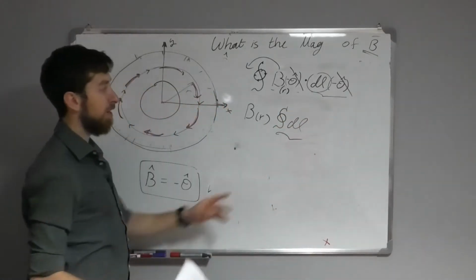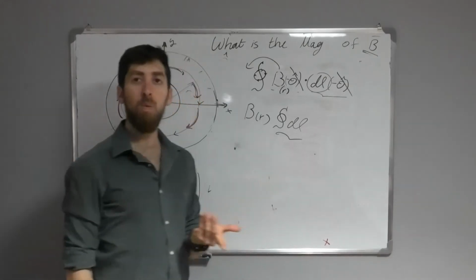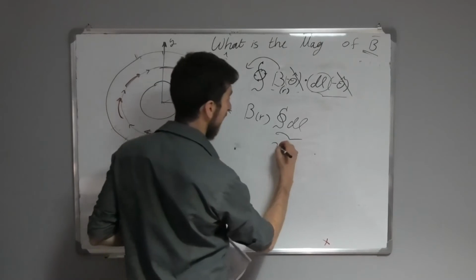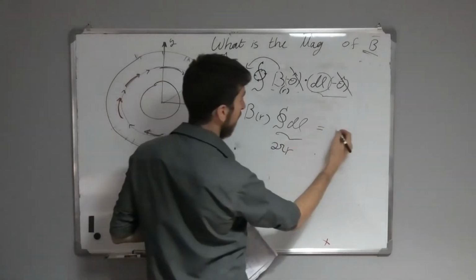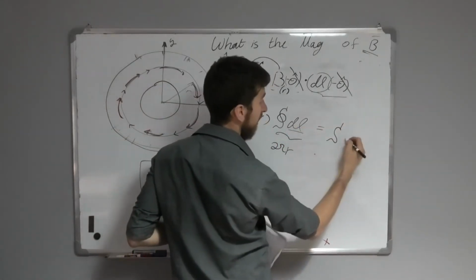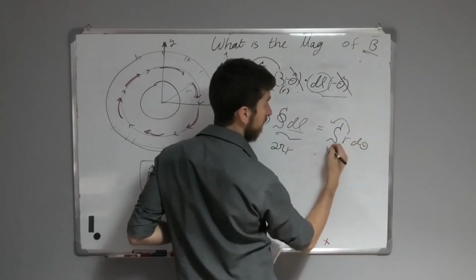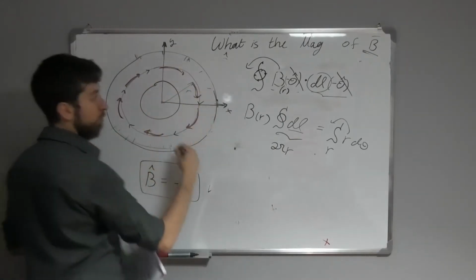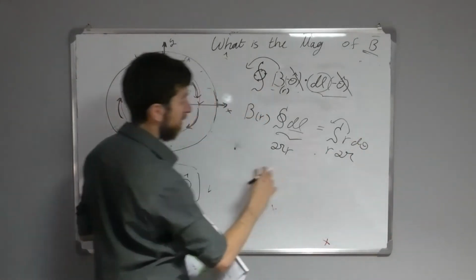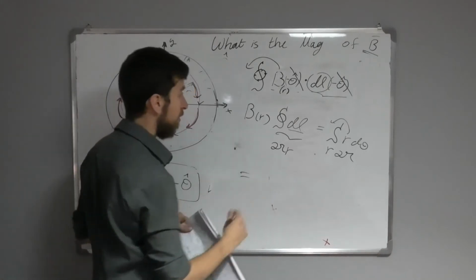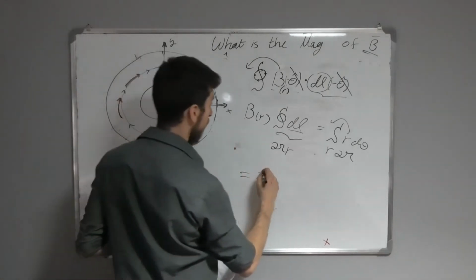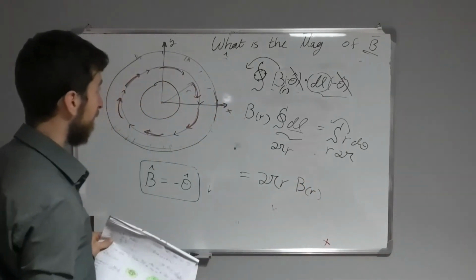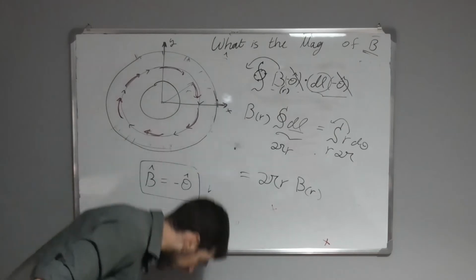And what is this one? This is asking what is the length of the line. The length of the line is 2 pi r, and it comes from the fact that dl is r d theta. r can go outside, and if I integrate over the whole line from 0 to 2 pi, I get r times 2 pi from the integral. So the left-hand side of the equation is equal to 2 pi r B(r). That's all.